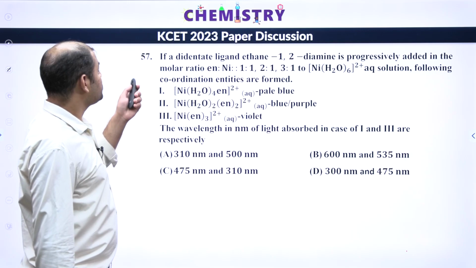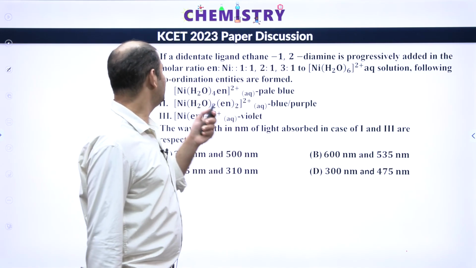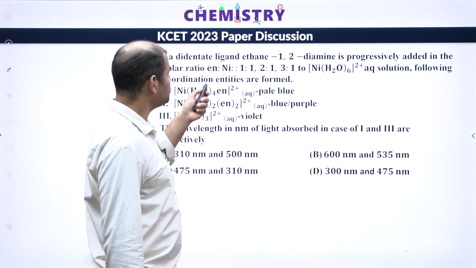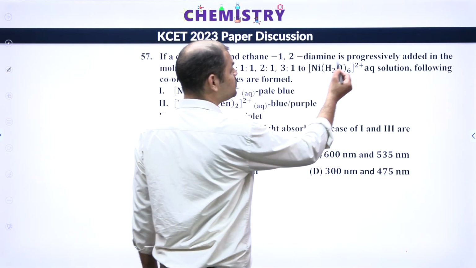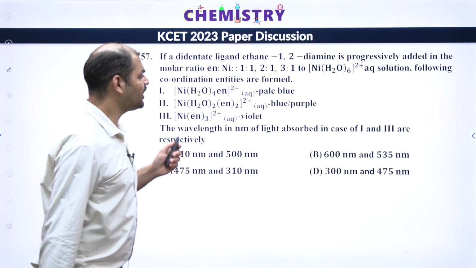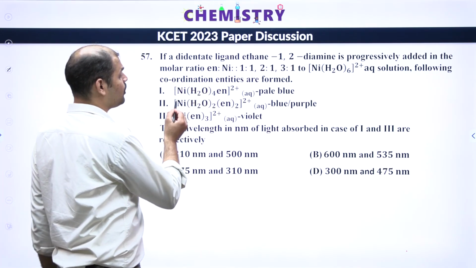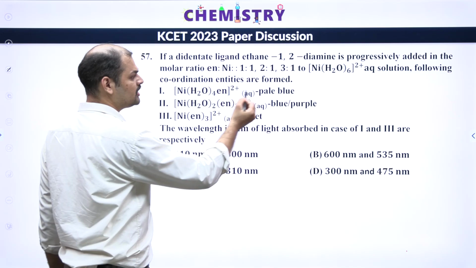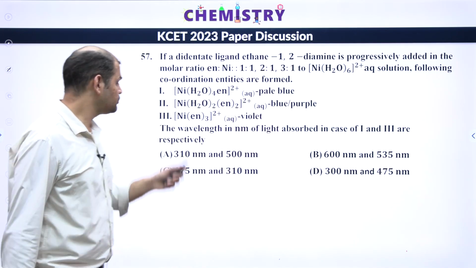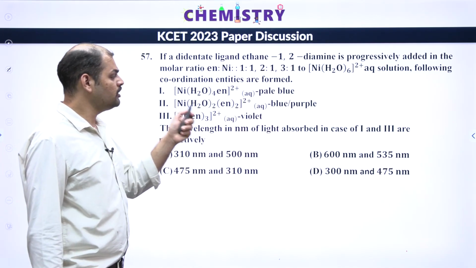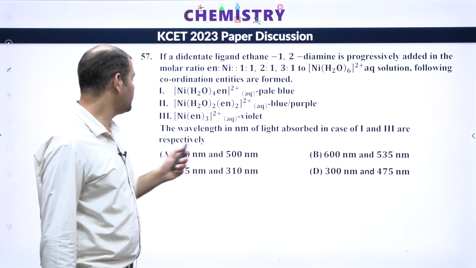Clear? 57. If a bidentate ligand ethane-1,2-diamine is progressively added in the molar ratio en to nickel of 1:1, 2:1, 3:1 to [Ni(H2O)6]2+ in aqueous solution, the following coordination entities are formed. They have given some more data: the first complex formed is [Ni(H2O)4(en)]2+, which is pale blue; [Ni(H2O)2(en)2]2+, which is blue or purple; and the third complex is [Ni(en)3]2+, which is violet. And the wavelengths in nanometers of light absorbed in the case of 1 and 3 are respectively.